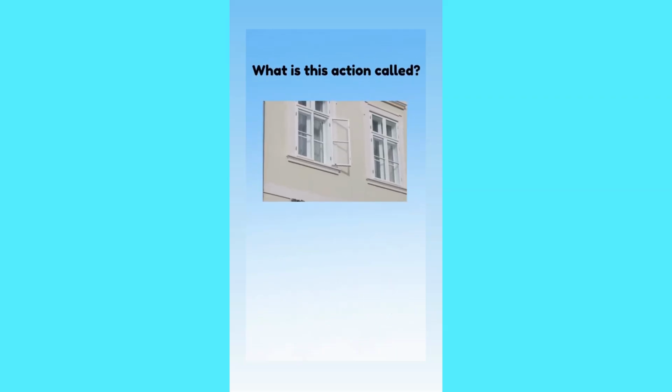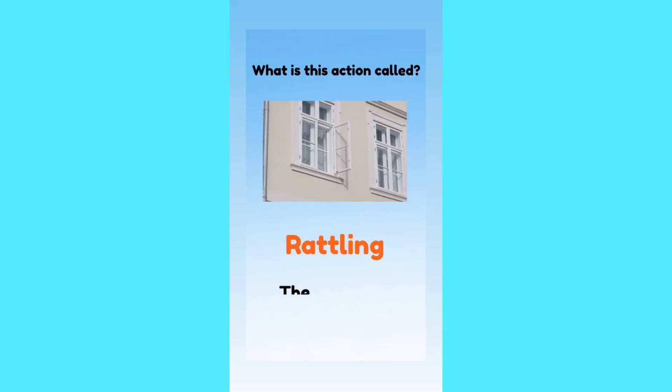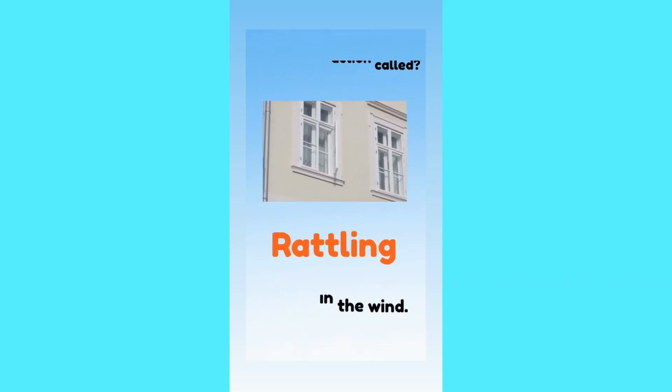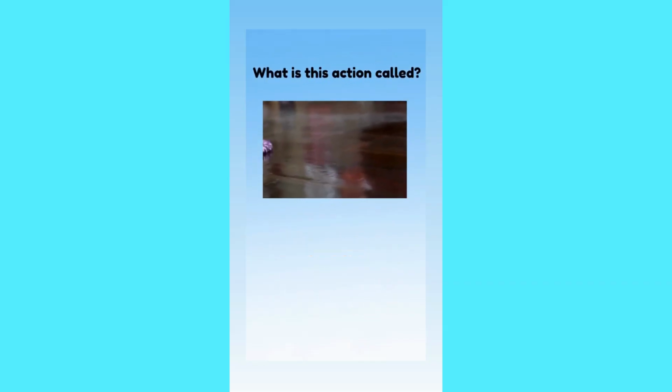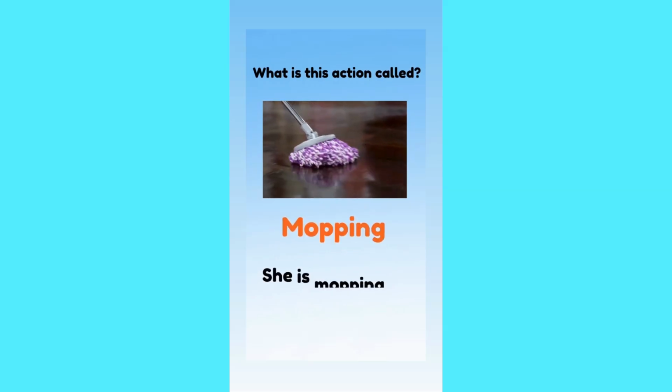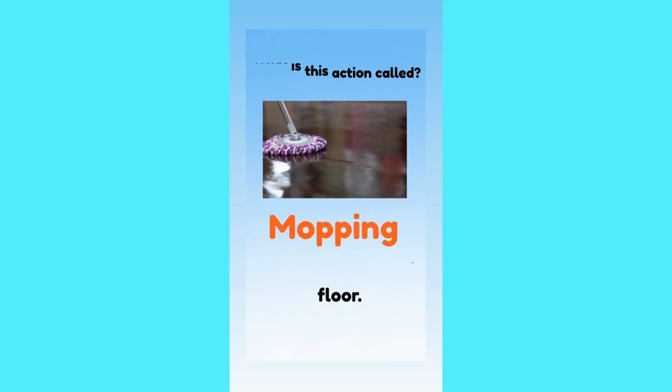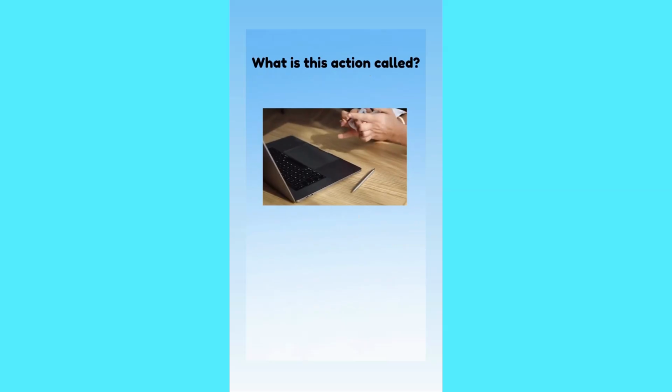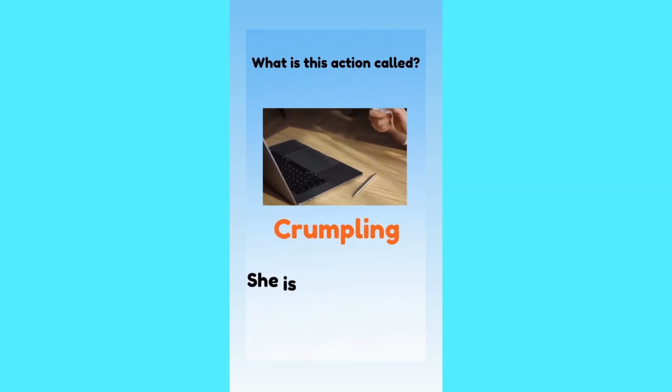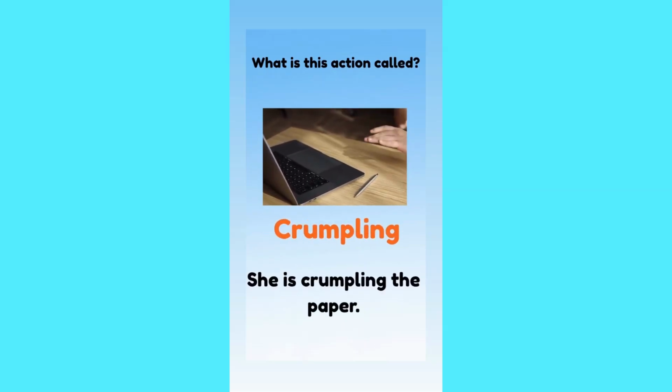What is this action called? Rattling. The window is rattling in the wind. What is this action called? Mopping. She's mopping the floor. What is this action called? Crumpling. She's crumpling the paper.